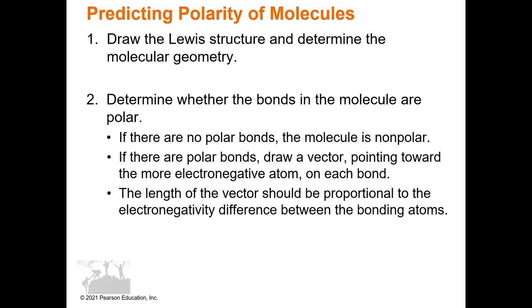We have to follow some steps when we're trying to figure out if a molecule is polar or not. The first step: draw the Lewis structure and then determine the molecular geometry. Second step: we're specifically going to look at the bonds in the molecule and figure out if they're polar or not. If there are no polar bonds, then guess what? The process is done. The molecule is nonpolar. But if there are polar bonds, then you're going to have to draw arrows towards the more electronegative atom.